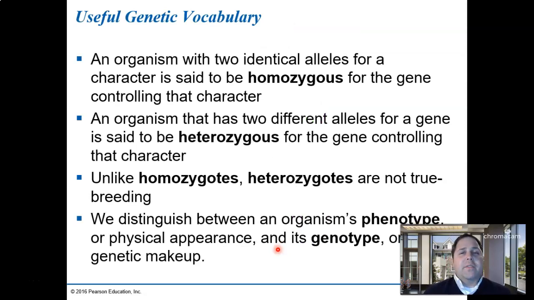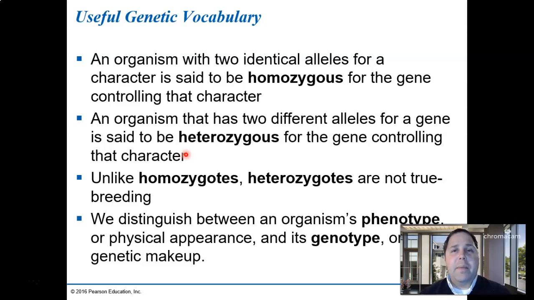So I've used some of this vocabulary already, but let's just go through it to make sure that you have it all down. If you have two identical alleles for a character, we're going to call that homozygous. Homo for same, zygous referring to the zygote, so big P, big P or little p, little p is homozygous. We can describe it as homozygous dominant if it's big P, big P, or homozygous recessive if it's little p, little p. If it has two different alleles, we're going to call it heterozygous. Heterozygous, hetero for different, two differences in the zygote.